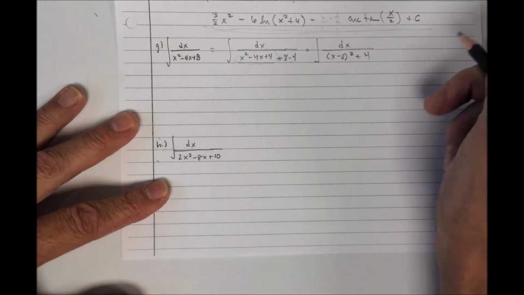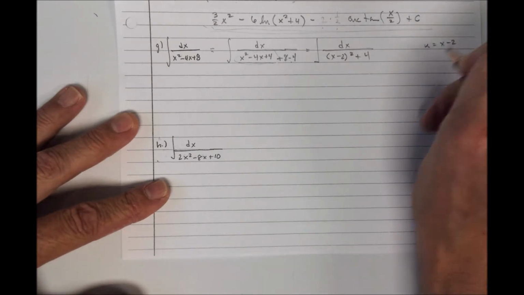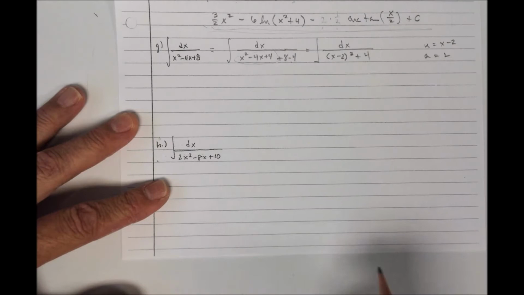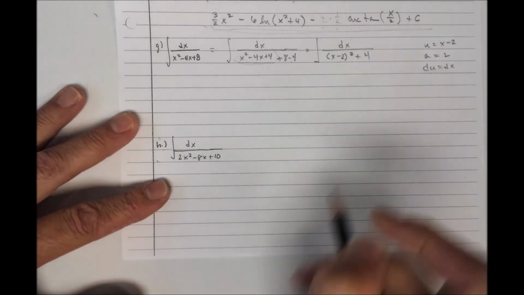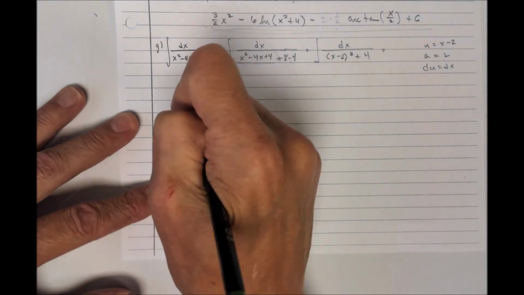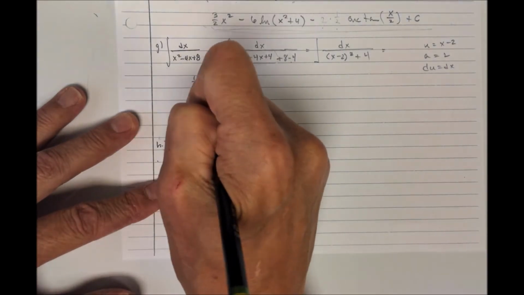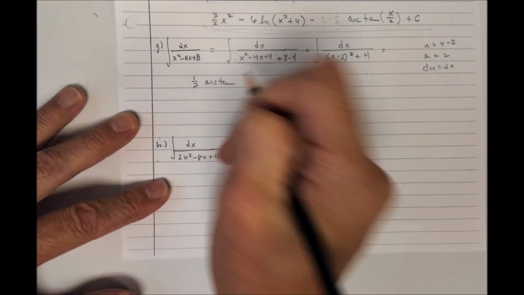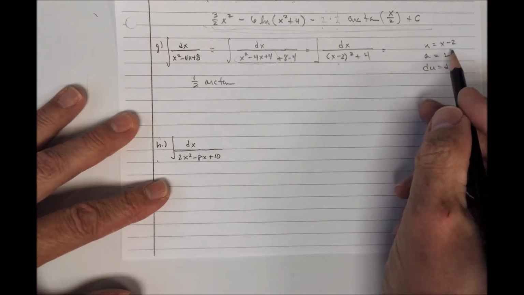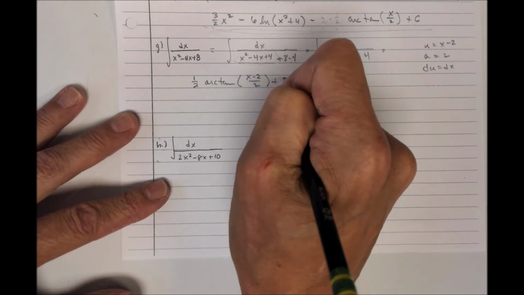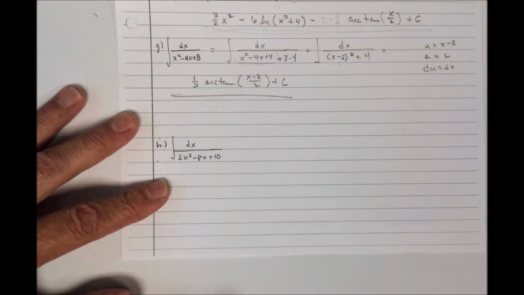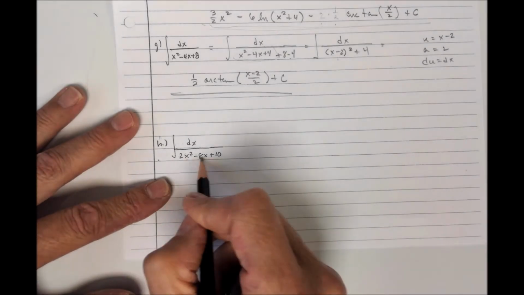Can you see? My u is x minus 2, my a is 2. This is all set up, and of course my du is dx. It's there. So this is equal to 1 over a, so 1/2 the arctan of u over a, which would be the quantity x minus 2 over 2, plus a constant. Boom. That's the guy.